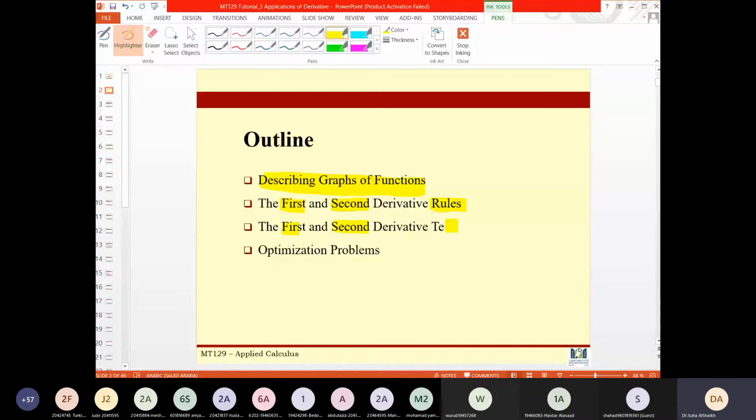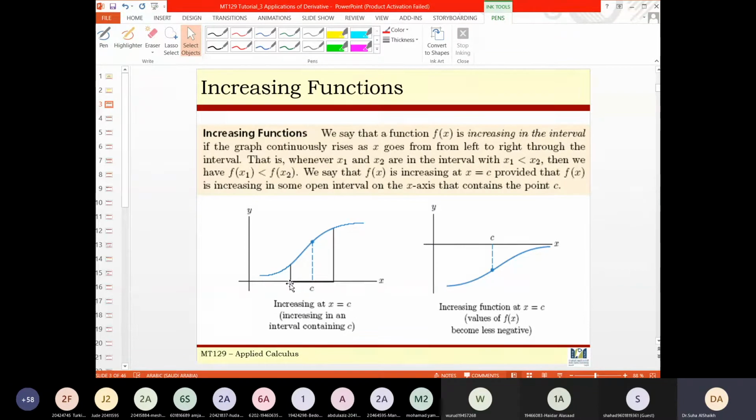So we will have the first and second derivative rule, the first and second derivative test, and last we will talk about the optimization problem. I'm hoping to finish the first three today, inshallah, and the optimization problem I'm going to leave for the next time. So let's start by talking about those terminologies that describe the curve, how we describe the graph of the function.